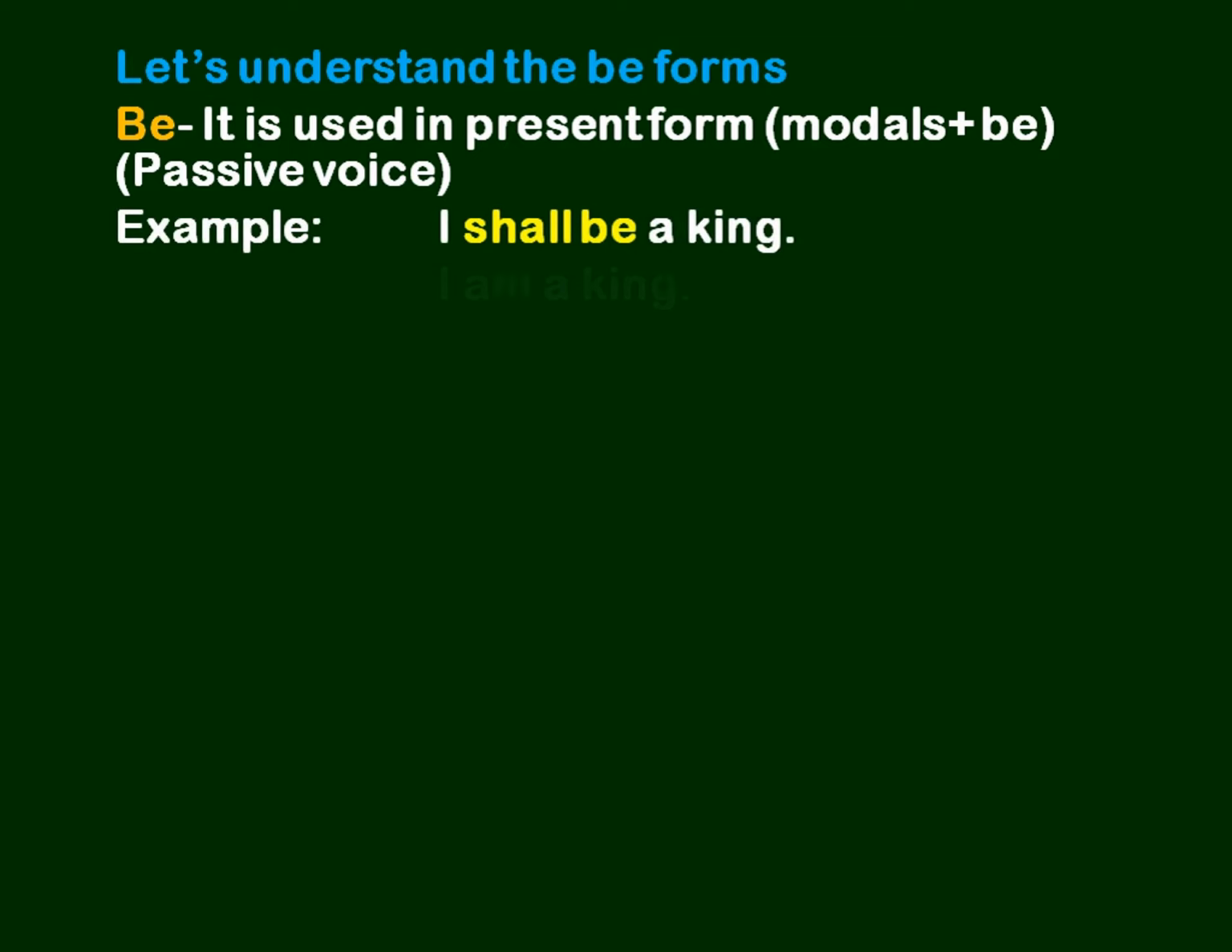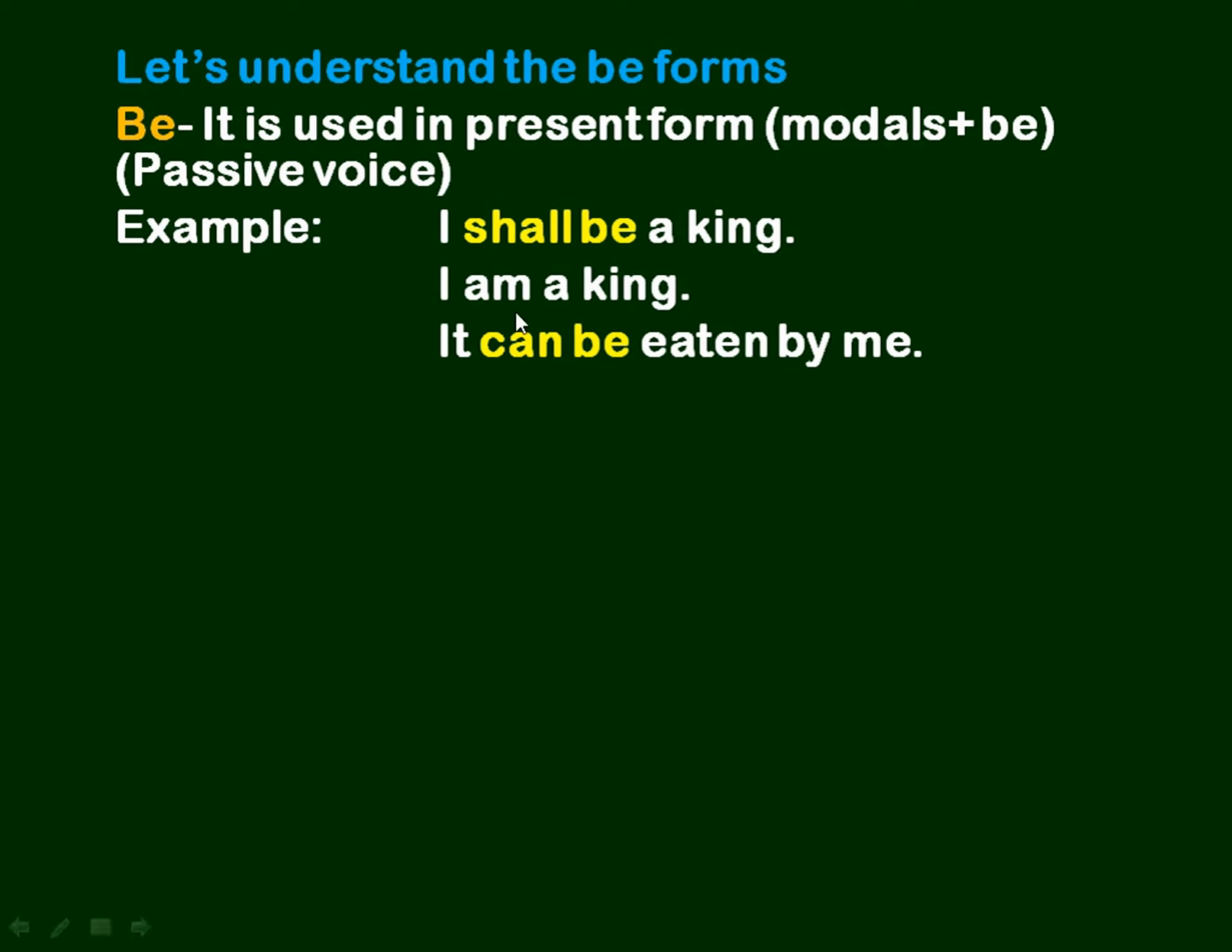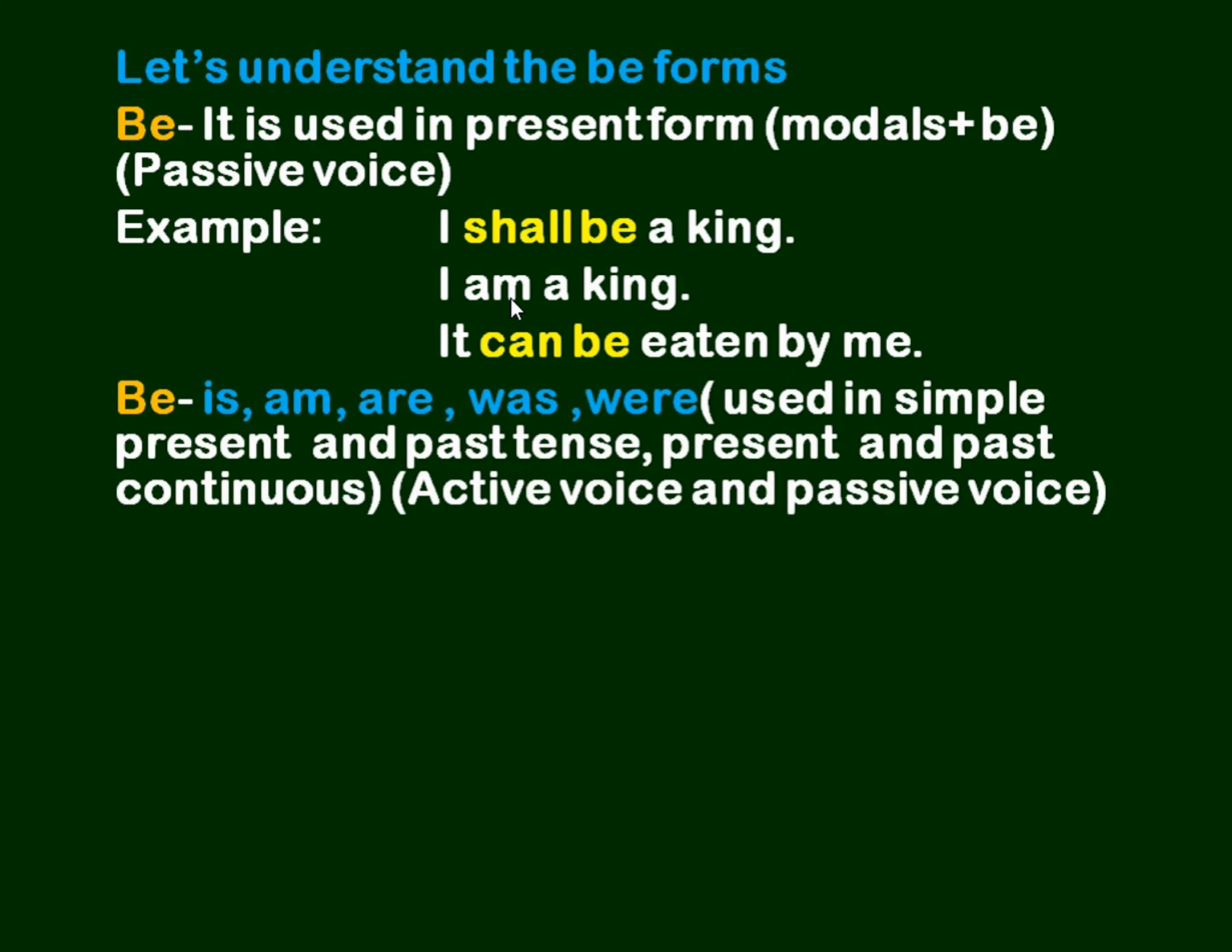Example, I shall be a king, I am a king, and it can be eaten by me. So present form here, shall be, here be, modal plus be, can plus be, then am is present form. So present form be is am, is, are. And see here, you can see it very clearly. Be forms: is, am, are are present forms, was, were are past forms. So we use them in simple present and simple past, and we use them again with the present participle, especially in present continuous and past continuous.